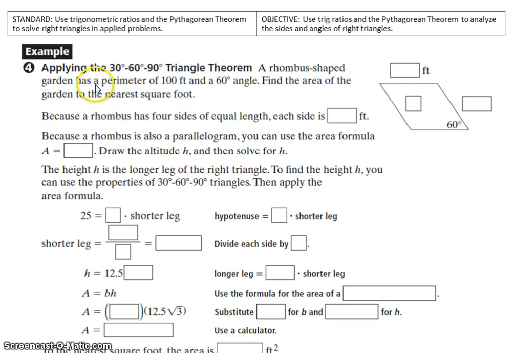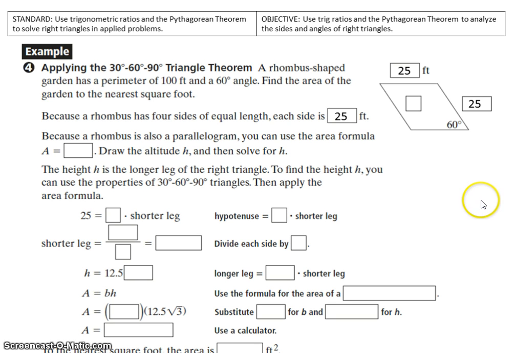We've got a rhombus-shaped garden that has a perimeter of 100 feet and a 60-degree angle right here. We want to find the area of the garden to the nearest square foot. Well, here's what we got. Because the rhombus has 4 equal sides, we know each side is 25, because it's 100 feet for the perimeter all the way around. So let's fill that in.